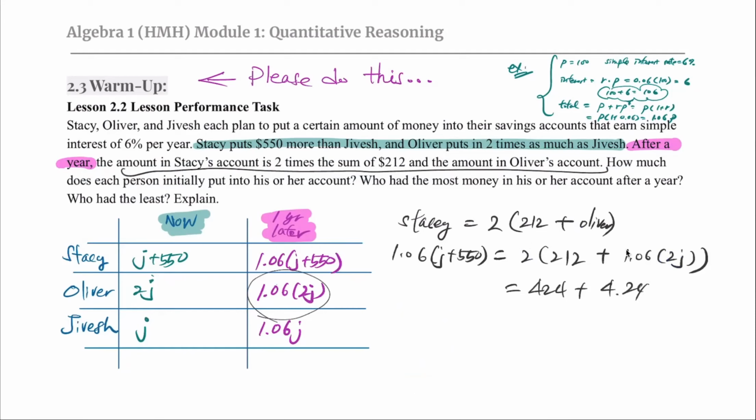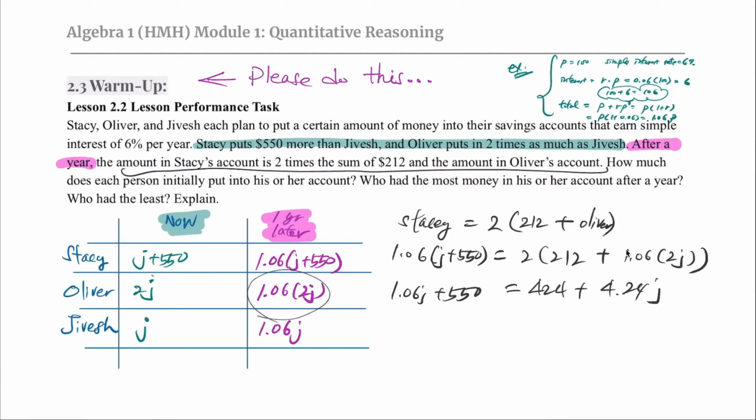I think so, isn't it? 1.06 times 4, that's 4.24. Yeah, 4.24J. That's 1.06J plus 550. And then you go from there, right? Why don't you go ahead and solve for J?